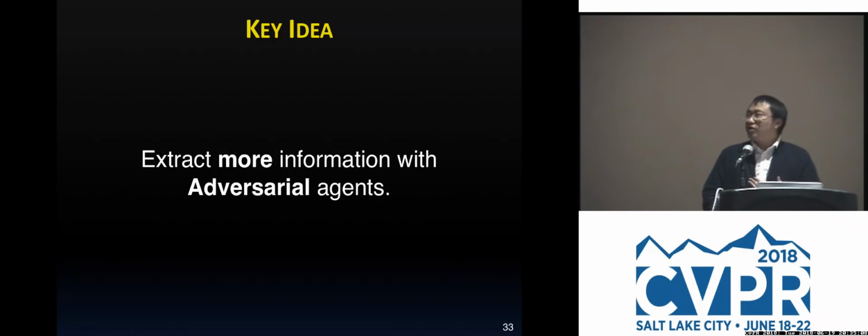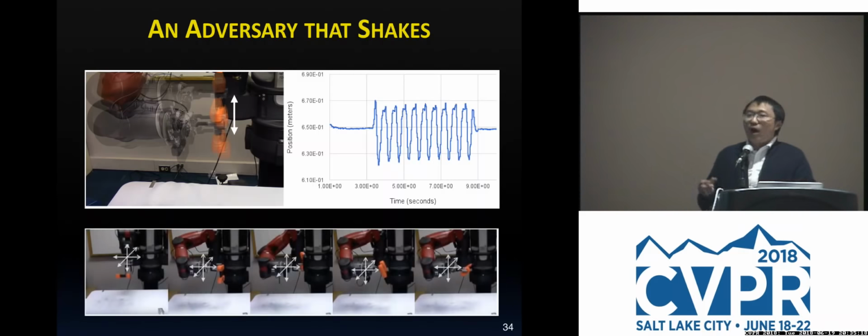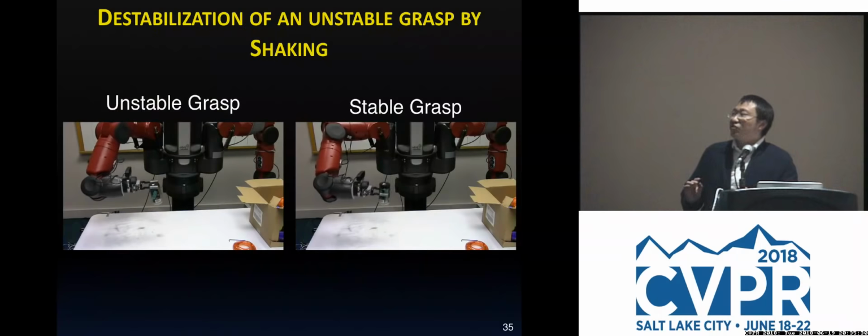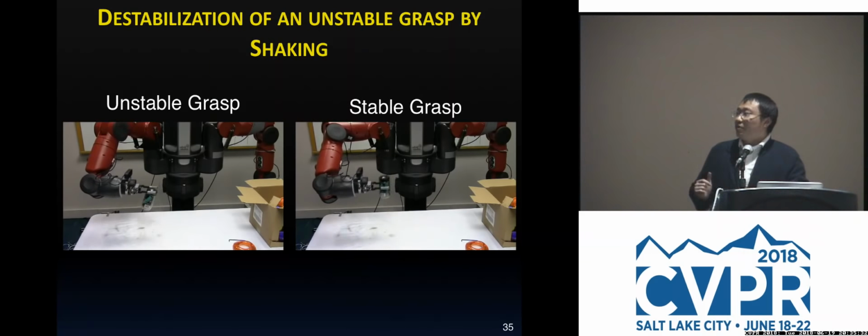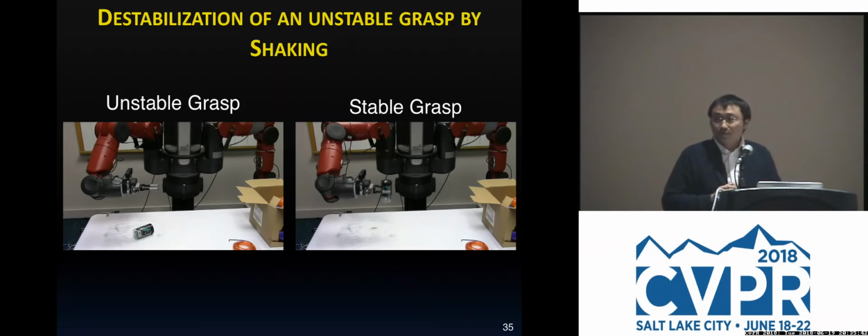One strategy is using shaking. We can train a learner not only for grasping, but also a learner for shaking. After you grasp, you shake the object to verify whether it is a stable grasp. Here are two examples. On the left, you can see it is not a stable grasp because after shaking, the object falls down. On the right, it is a relatively more stable grasp because after shaking, it's still in your hand.